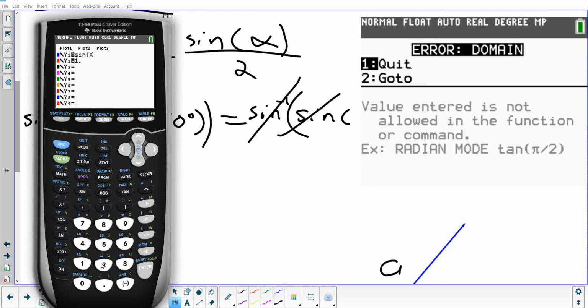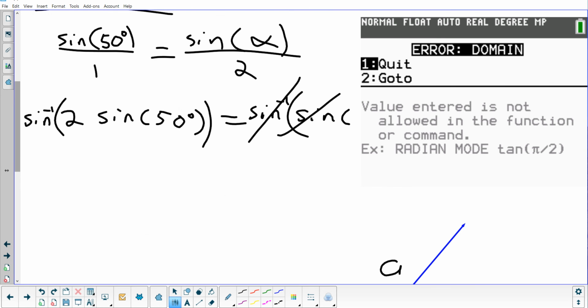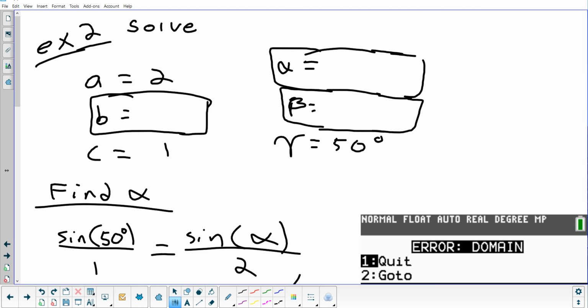actually let me type it in like that, 2 sine 50. You're basically asking where that line and wave cross each other. Where do they cross? Never. That's why when you typed in inverse sine 2 sine 50 on the calculator, you got an error. It's impossible. This situation will never happen. There is no triangle that you could ever draw from that information. So, that means this has no solution.